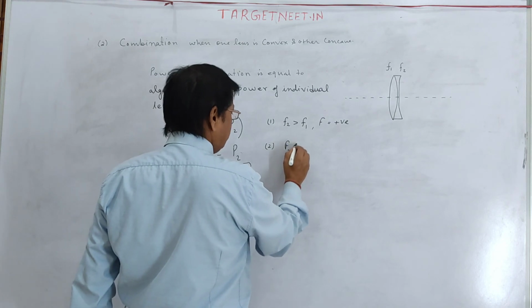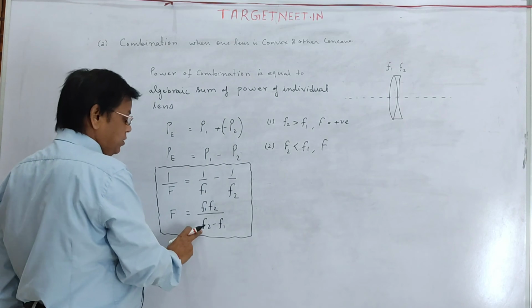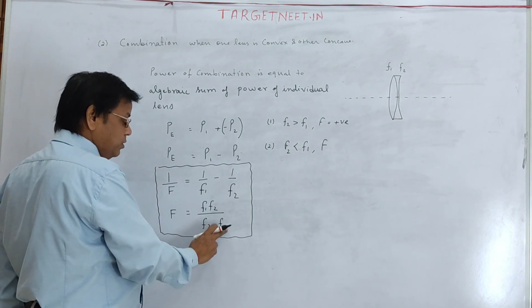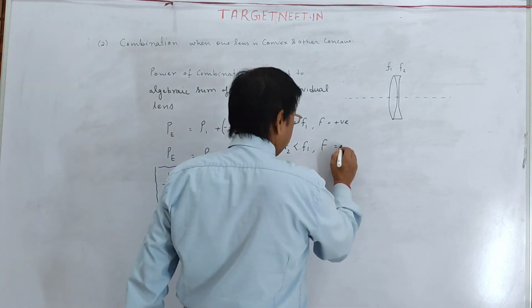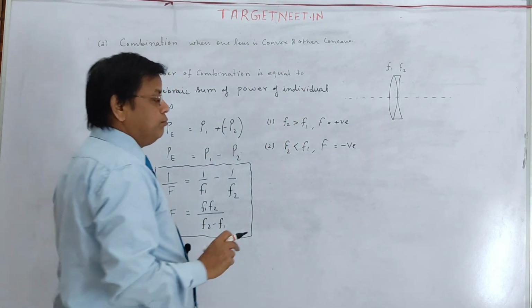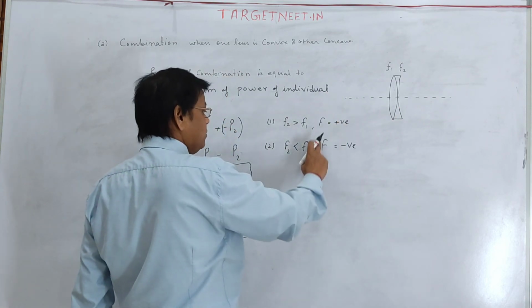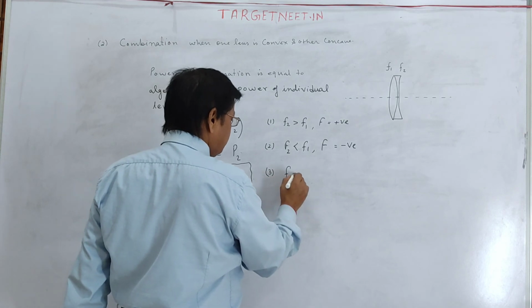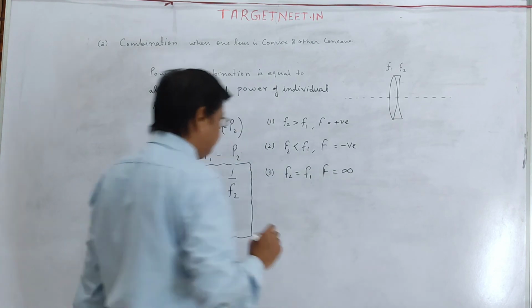If f2 is lesser than f1, means numerical value of f2 is lesser than numerical value of f1, then this will be negative. So this focal length will be negative. It means system will behave like concave lens. So you have to replace these 2 lenses and you have to take a single concave lens whose focal length equal to f. And third case, if f2 is equal to f1, then this is infinite.